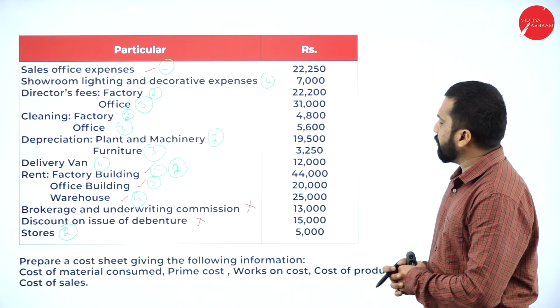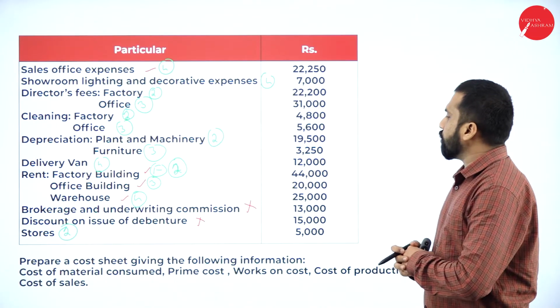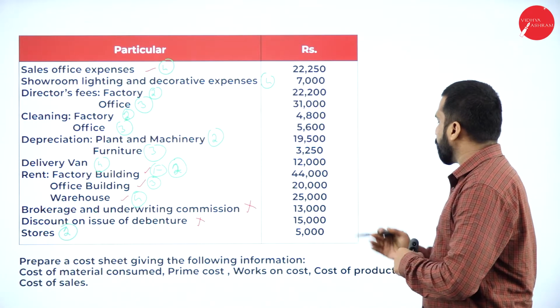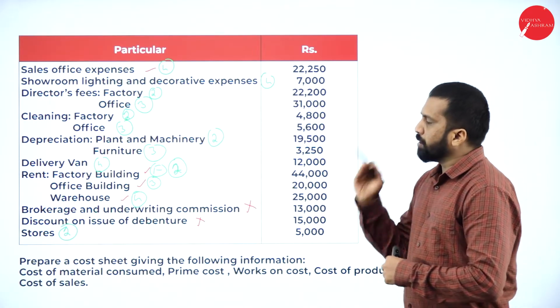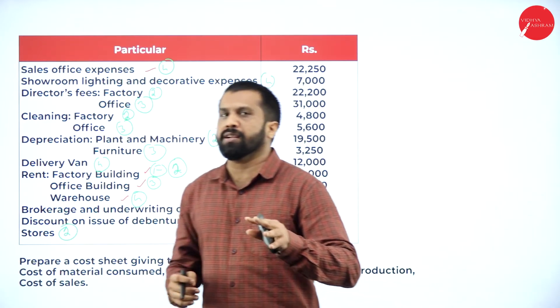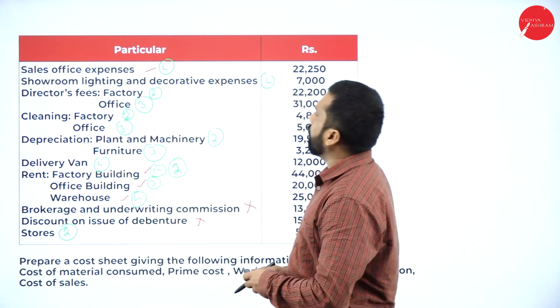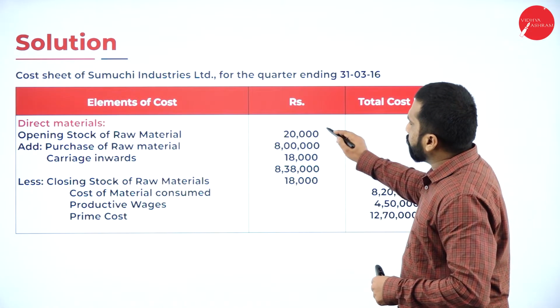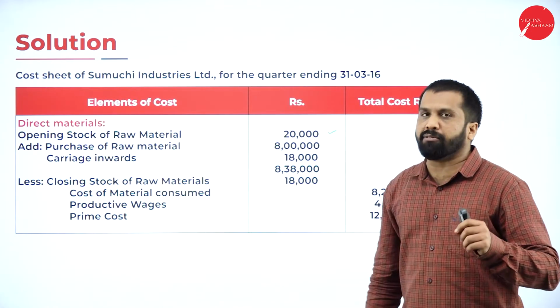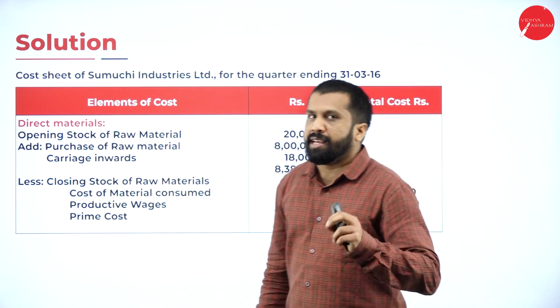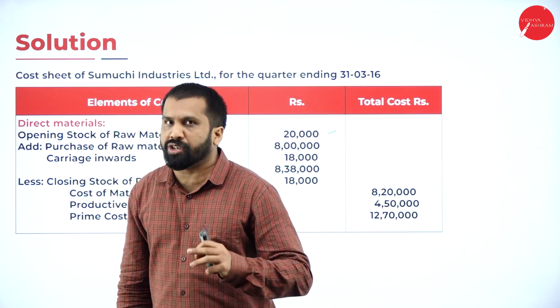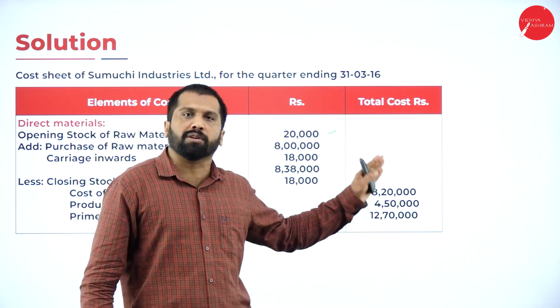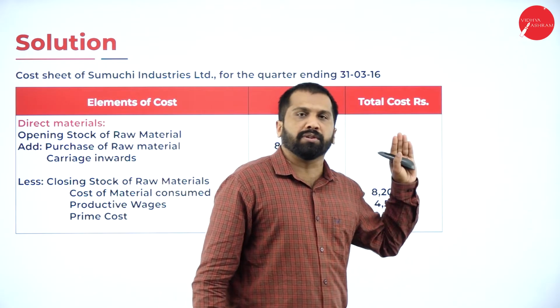Prepare a cost sheet giving the following information: cost of material consumed, prime cost, work cost, cost of production, cost of sales. All the information we have. Now we'll go to the answer. Under the answer, opening stock, we have cost per unit. They have not given the number of units. If the number of units is mentioned, then we have to add one more column, the cost per unit column.